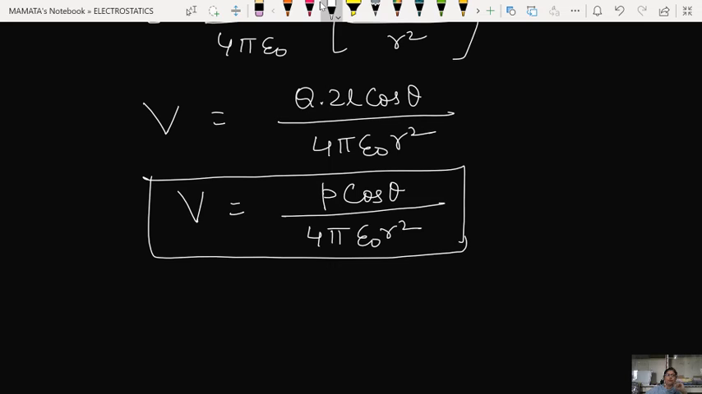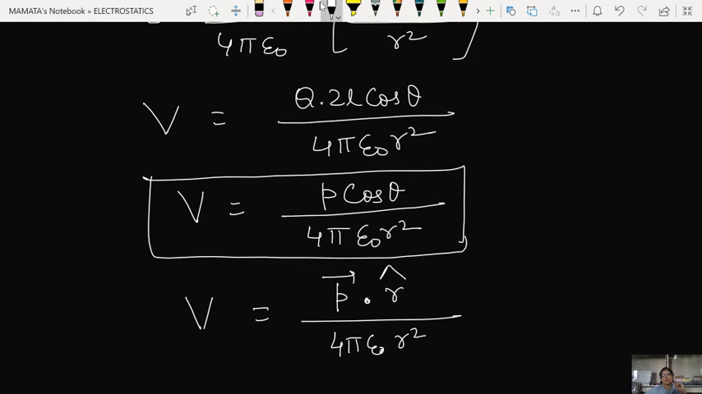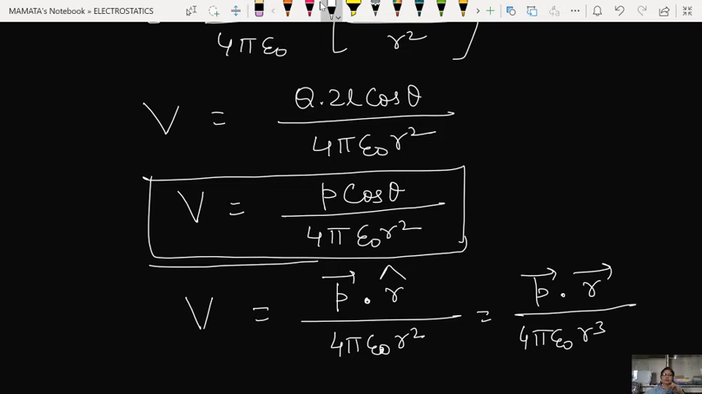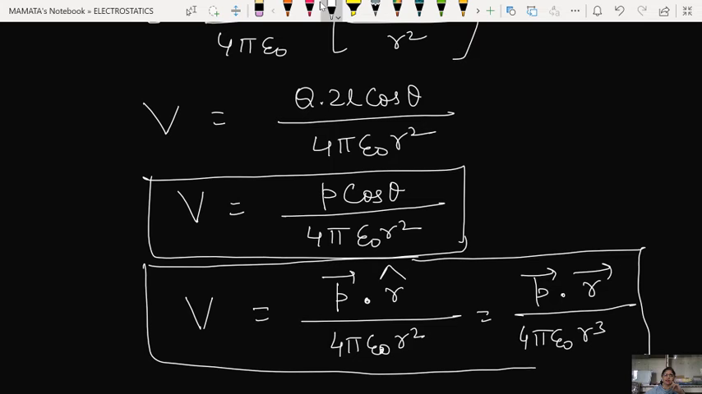Now students, we can write it in the form of a scalar product. So we can write V equals P dot position vector, unit vector r, upon 4 pi epsilon naught r square, or it can be written as P dot vector r upon 4 pi epsilon naught r cube. In terms of vector product, we write the formula as it is.